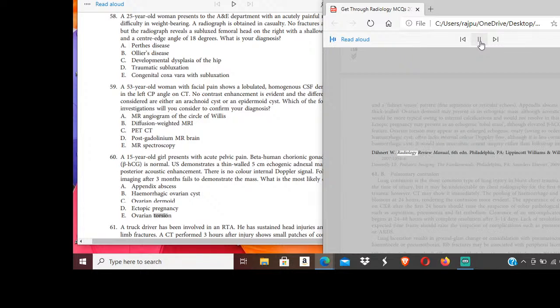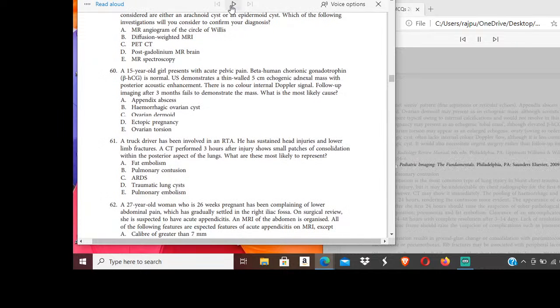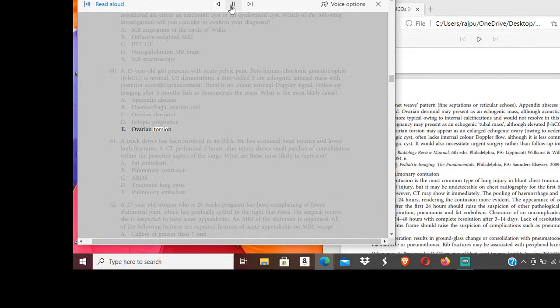Dähnert W., Radiology Review Manual, 6th ed. Philadelphia, PA, Lippincott Williams and Wilkins, 2007:1054-6. Donnelly L.F. Torsion.